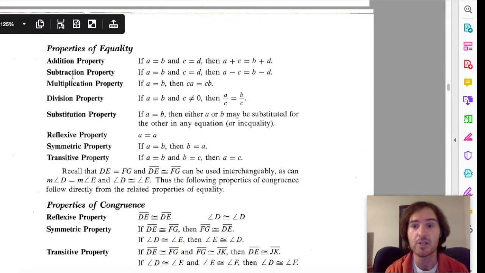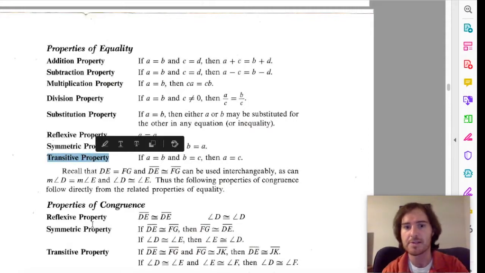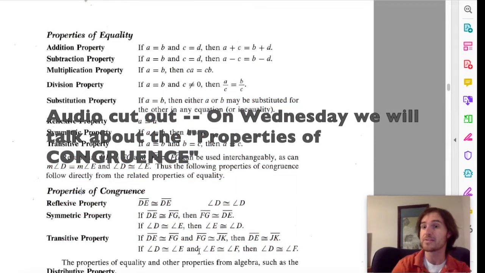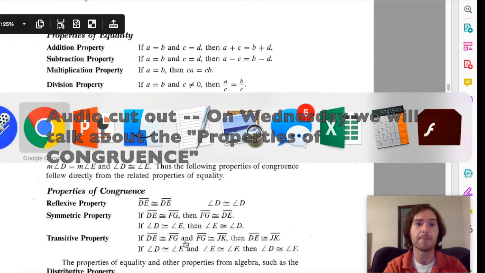So things that we'll be using here: addition, subtraction, property of equality. We'll talk about exactly what that means. And there's some words down here you might not know. Here, like reflexive, transitive, what the heck does that mean? And then on Wednesday, algebra and geometry, these will just be used in geometry. We'll talk about that on Wednesday, okay?